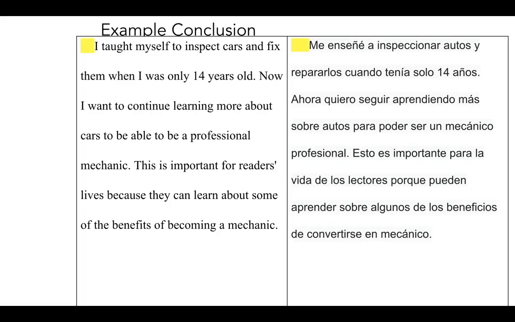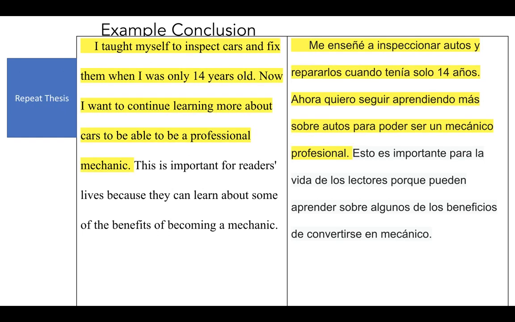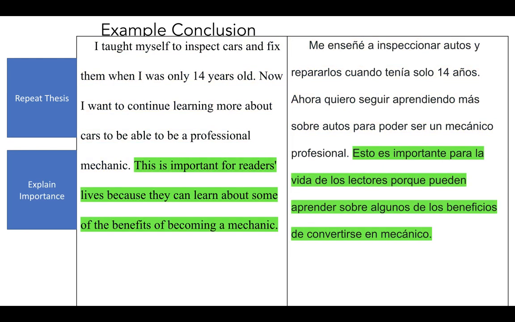Let's see an example. We have our indent. Every paragraph must begin with 5 spaces. We have a repeat of the thesis in different words. I taught myself to inspect cars and fix them when I was only 14 years old. Now I want to continue learning more about cars to become a professional mechanic. And then we explain why this is important. This is important for readers' lives because they can learn about some of the benefits of becoming a mechanic. The lesson that we can learn from reading this essay.